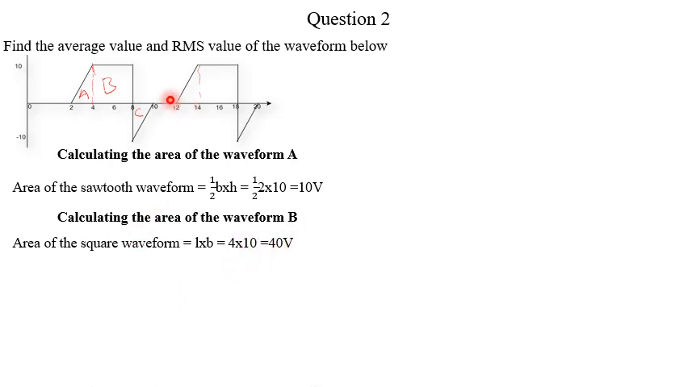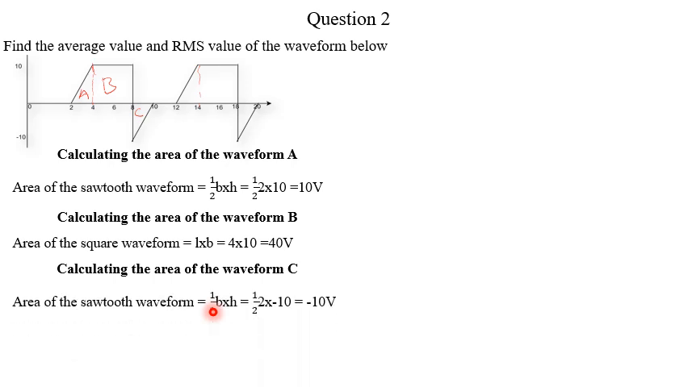And calculating the area of this sawtooth, you see that this one and this one are the same, it's just that the amplitude is in the negative direction. So we can also use our formula, half base times our height, multiplied by our amplitude, which here becomes minus 10 because it's in the opposite direction. So we get minus 10 volts.